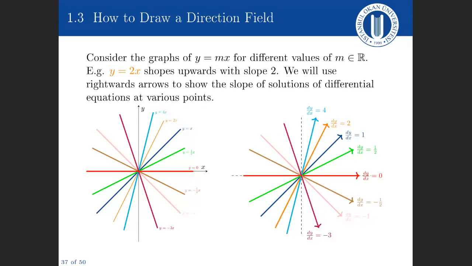When we draw a direction field, we're going to be drawing lots of little arrows, and we're going to be drawing them with these slopes. Looking at the orange one first, if we find that dy/dx is equal to 2, we're going to draw a little arrow with the same slope as y is equal to 2x. And let's say the pink one, if we find that dy/dx is equal to -1, we're going to be drawing a little arrow which slopes downwards with slope -1.